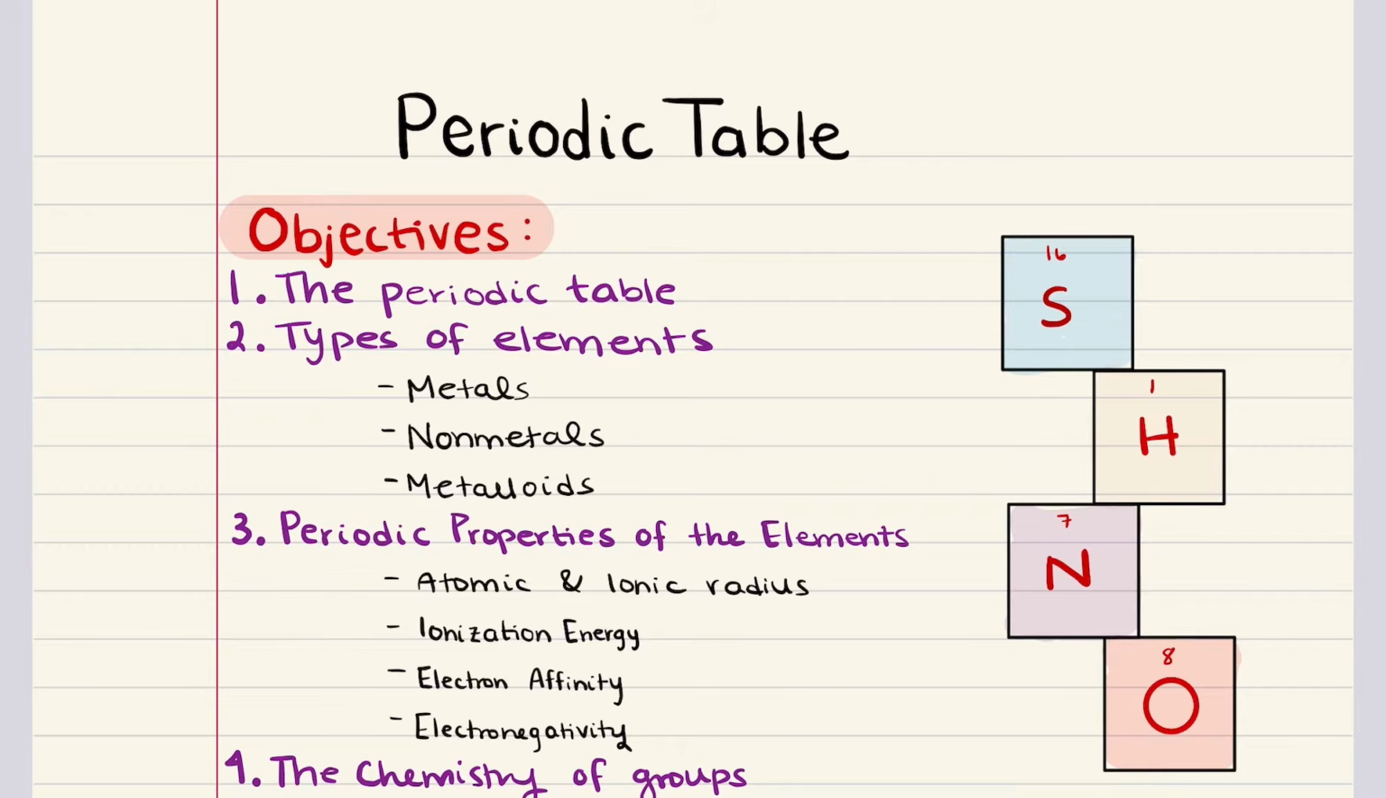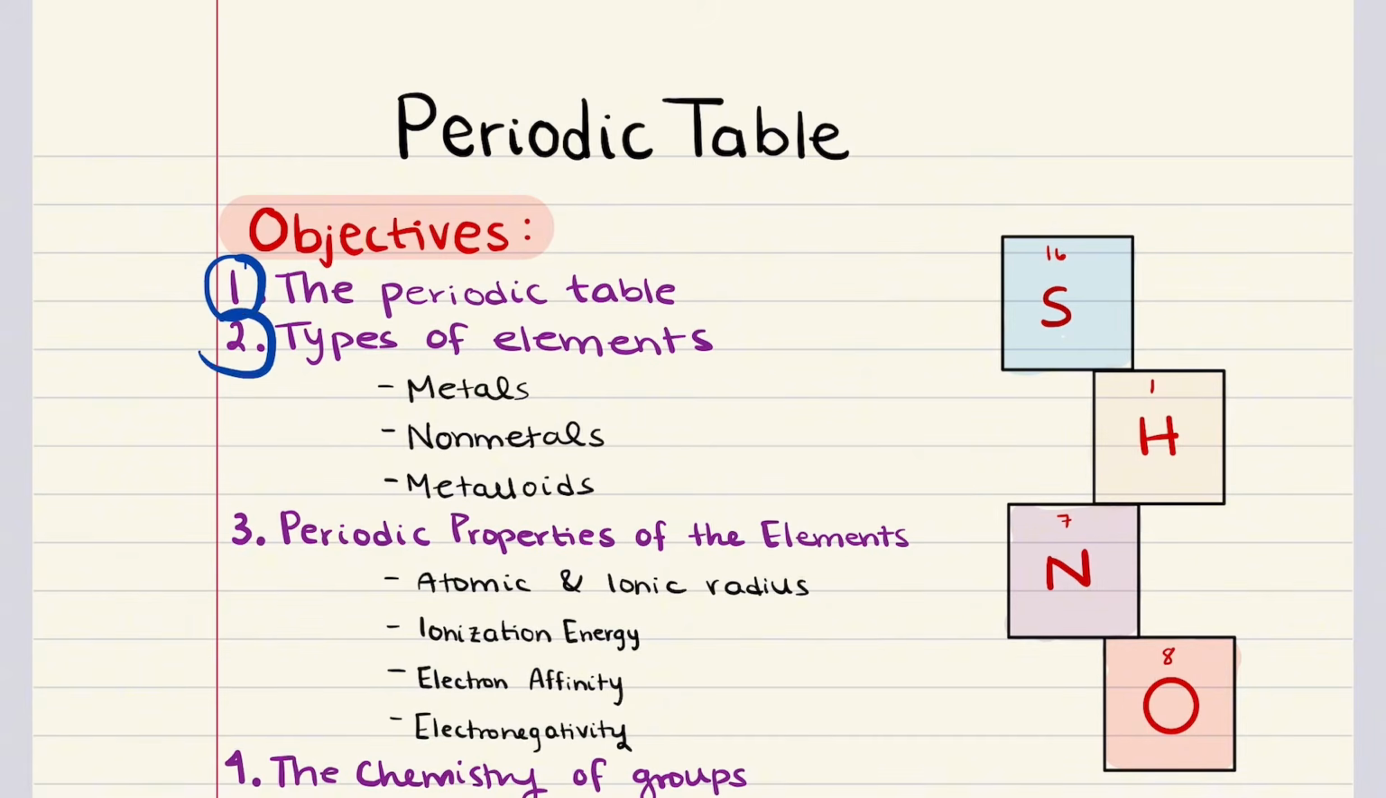Today we're going to be covering Chapter 2 for our MCAT General Chemistry playlist, and this chapter is titled The Periodic Table. In this lecture, we're going to cover 4 important objectives. The first objective is titled The Periodic Table. Here we're going to go over a brief history of the periodic table, and we're also going to explain how the modern periodic table is organized.